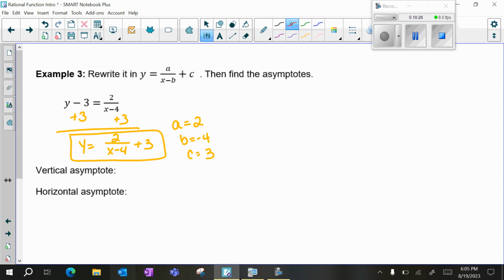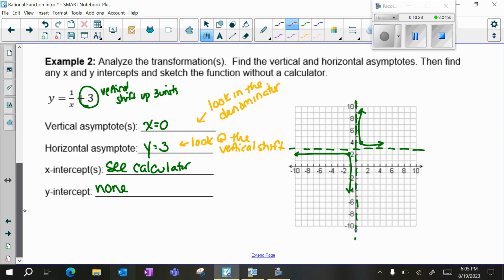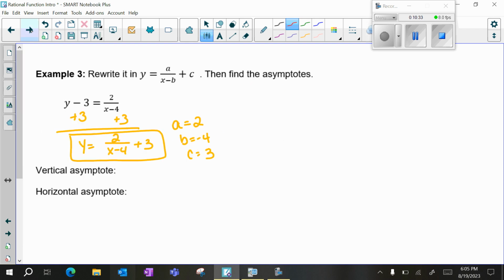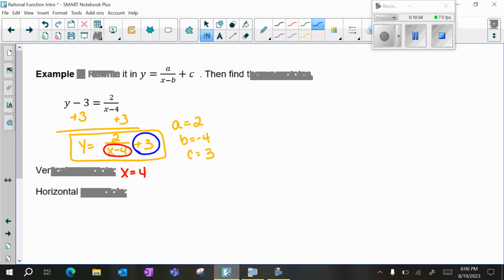So my vertical asymptote, I look in the denominator to see what makes it undefined. So in my denominator, it would be x equals 4 because I have a shift to the right 4 units. My horizontal asymptote, I'm going to look to my vertical shift. So this is y equals 3. If you want right now, you could check these on your calculator as well to take a look.